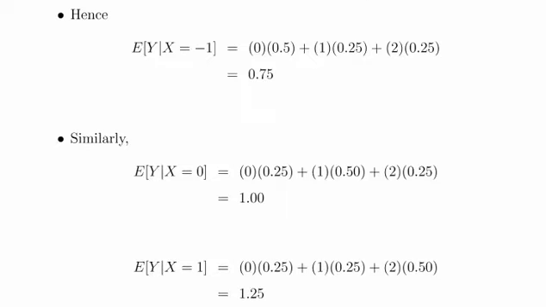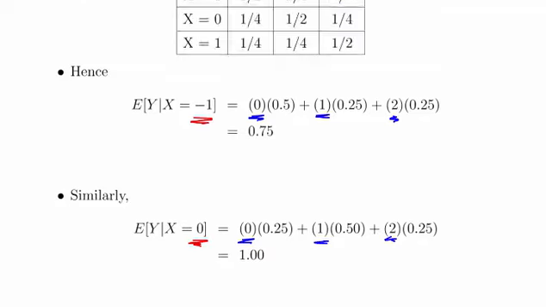Now, moving on to the next part, what we're going to look at is the conditional expectations, or the conditional means, of y given each of the three values of x: -1, 0, and 1. In each of the three calculations, what we have is a value of y: 0, 1, and 2. And we're going to multiply them by the corresponding conditional probabilities from the table above. So let's just move that back to the table above.